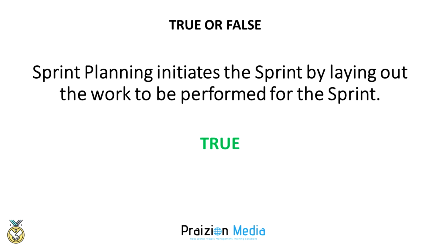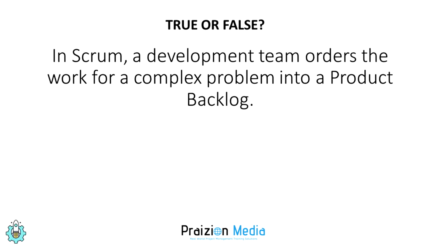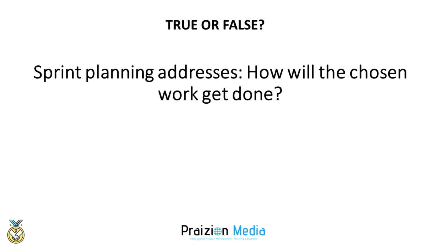True. In Scrum, a development team orders the work for a complex problem into a product backlog. False. Sprint planning addresses: How will the chosen work get done?